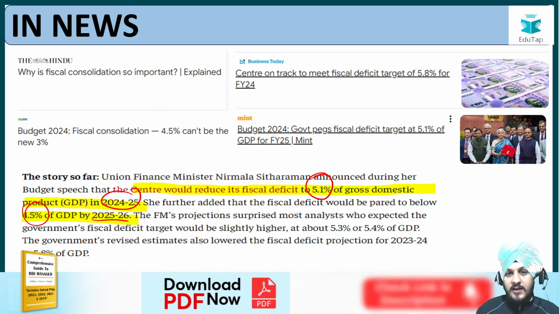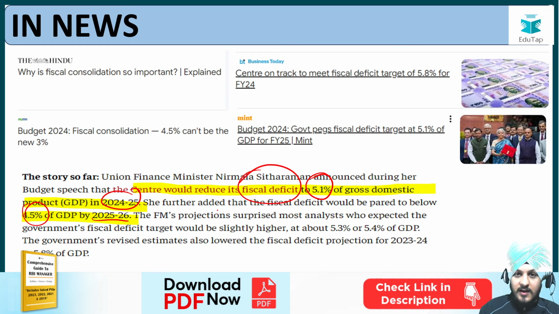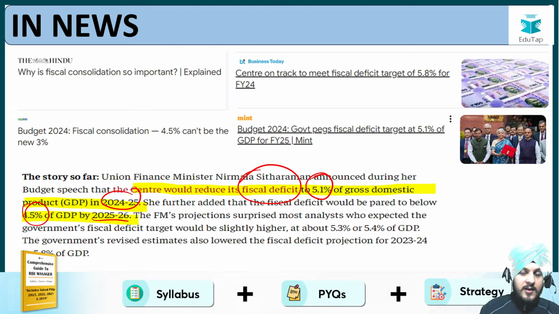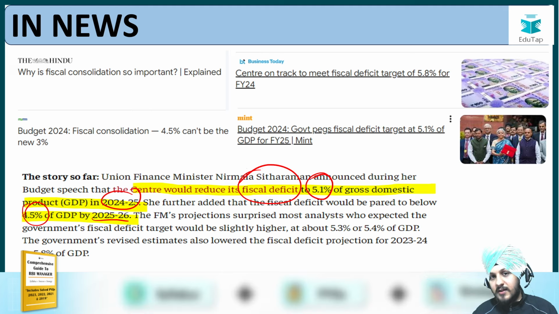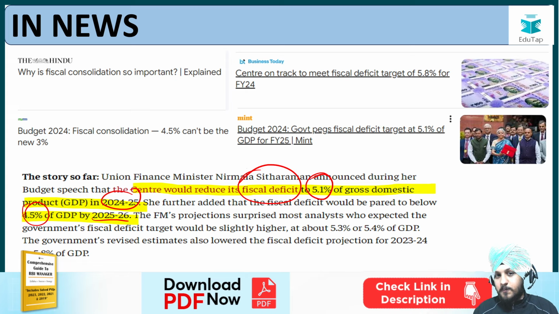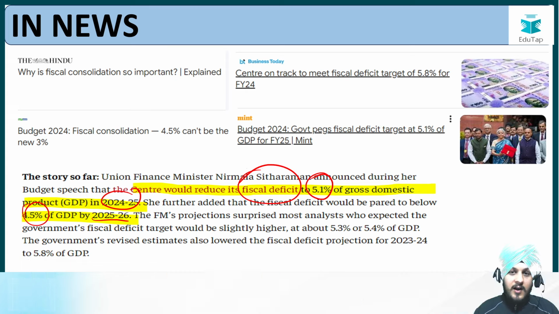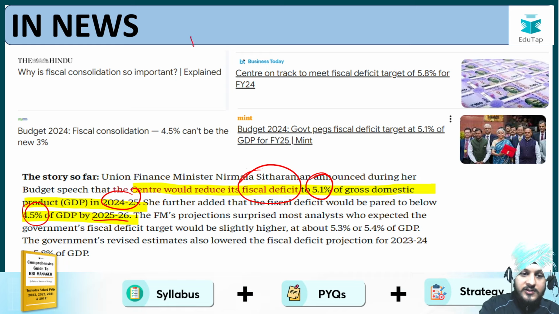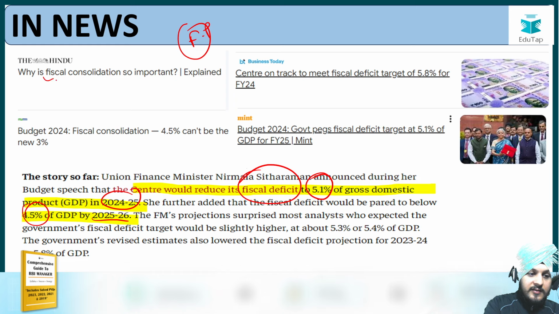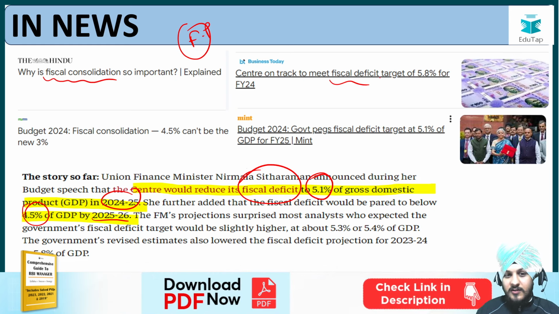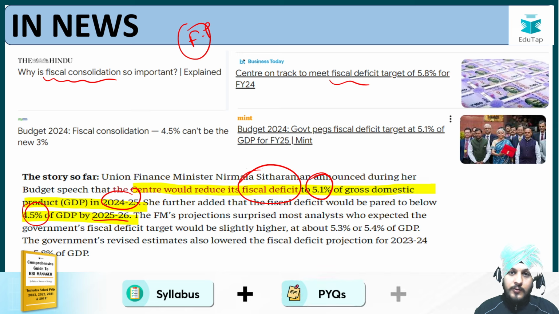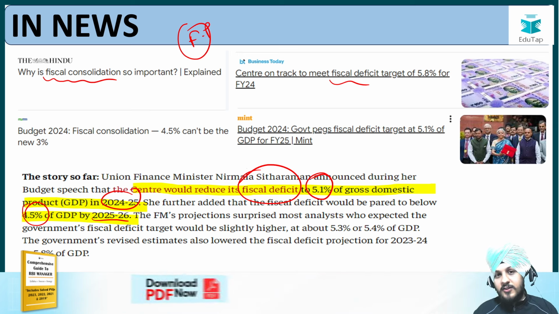Now, if you are not in a position to understand these terms, and if you're not able to interpret anything out of these announcements, then it's perfectly fine, because that is what we are going to understand in this lecture. So once this budget speech was announced, after that there were multiple articles and editorials related to it in the newspapers with respect to the fiscal policy and the terms such as the fiscal consolidation and the fiscal deficit. So that is the reason why we have included this topic as a part of our today's session, so that we can understand it in a detailed manner and do some answer writing practice on it.